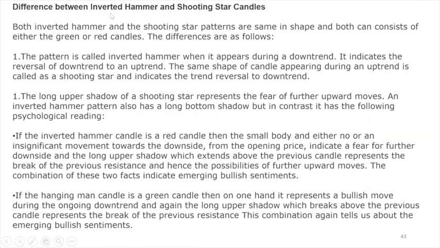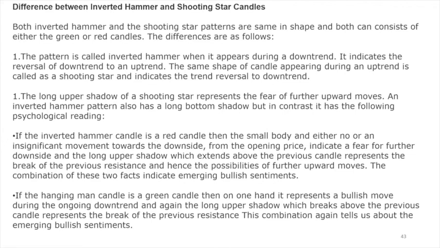Okay, the difference between them is the same thing I talked to you about previously. Both the inverted hammer and the shooting star are the same in shape, and can be either a green or red candle. The pattern is called an inverted hammer when it appears during a downtrend. It indicates a reversal of the downtrend to an uptrend. The same shape of candle appearing during an uptrend is called a shooting star, indicating a trend reversal to a downtrend. The long upper shadow of the shooting star represents the fear of further upside. And the inverted hammer is the same thing, whatever I told you.